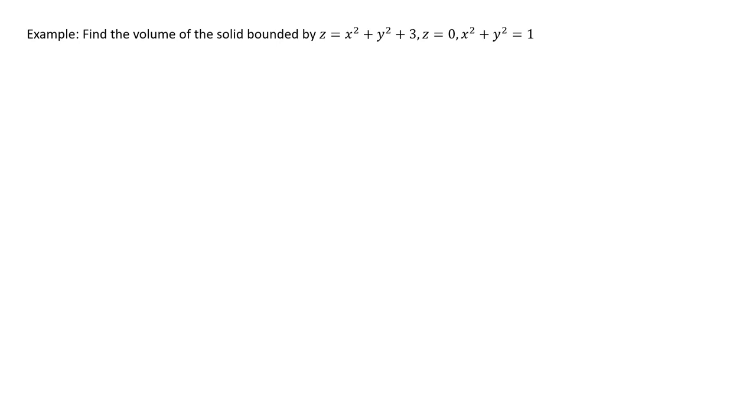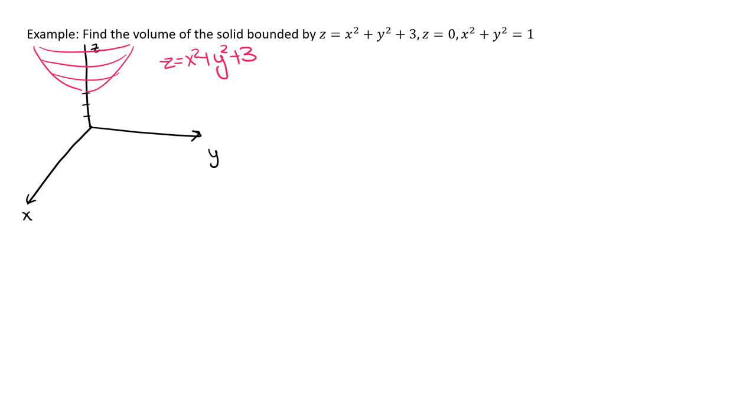Last example. Let's now see if we can find the volume of the solid bounded by z equals x squared plus y squared plus 3, z equals 0, and x squared plus y squared equals 1. So the first thing I'm going to do is try to draw a picture.